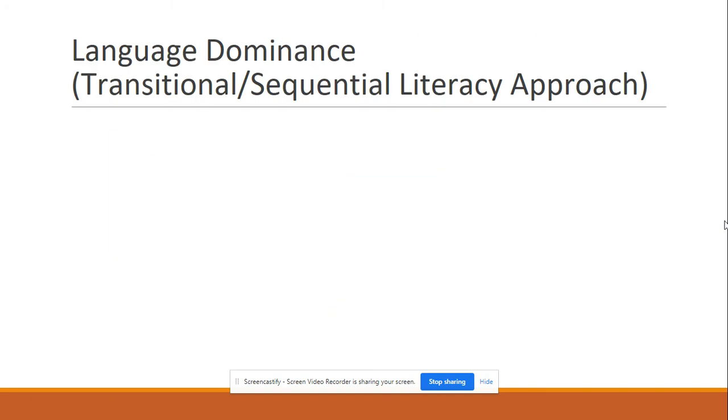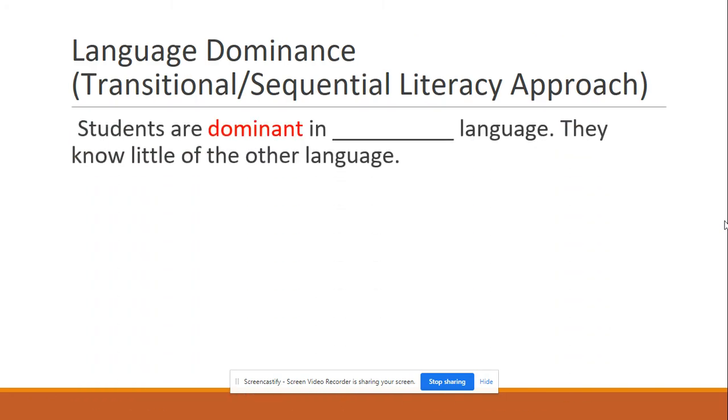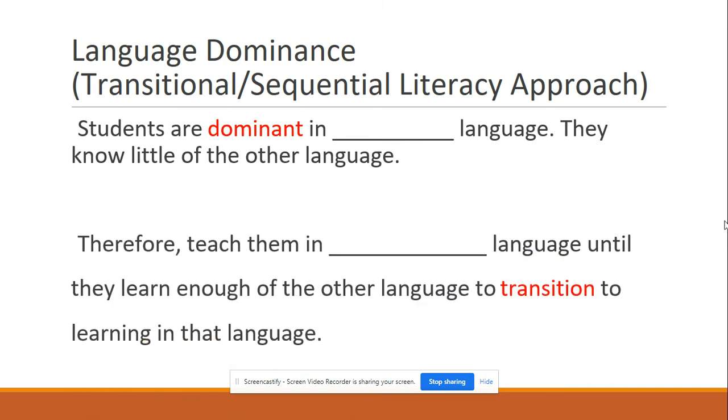Language dominance, a transitional sequential literacy approach. This is the second approach, in which students are dominant in one language and know little of the other language. That means they are very dominant in the first language that they learn at home, and when they go to school they know little of the other language, but they're not fluent. Therefore, we need to teach in the first language until they learn enough of the other language to transition to learning in that language.